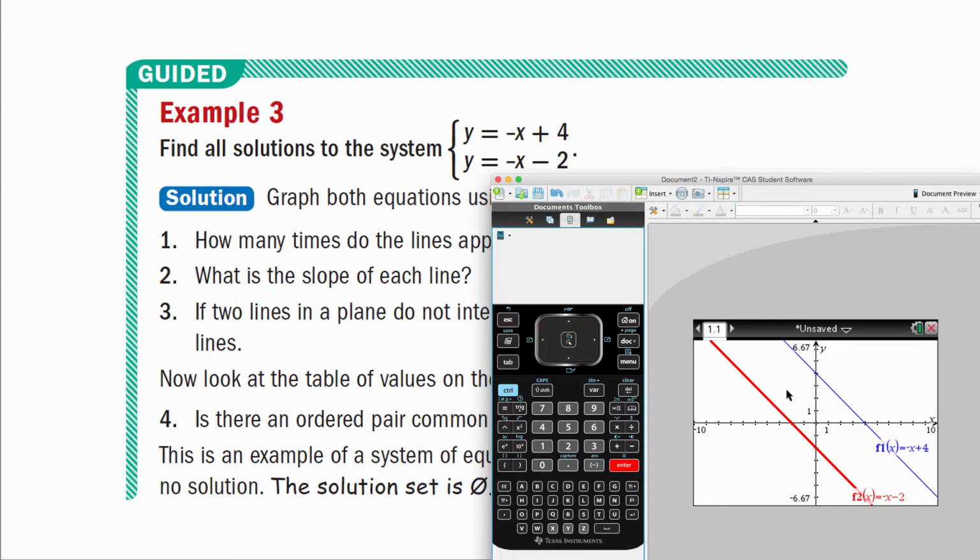And looking at the image here, it appears that they don't intersect. I don't know. Do I know that they don't? Do I need more information? Well, we know something about slope. We've studied slope. What do we see about the slope of these two lines? Well, they're the same. So if their slopes are the same, then they're always going to be parallel to each other, and they're never going to intersect.